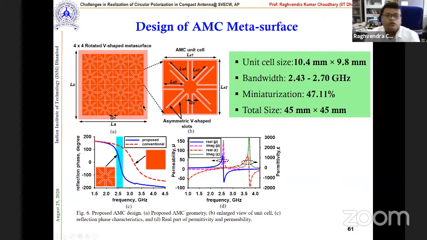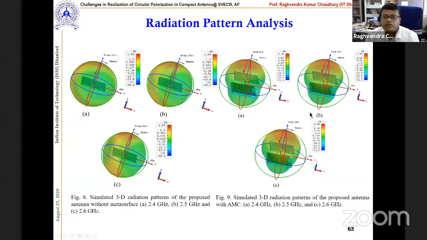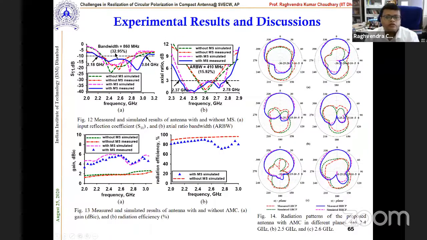Later on, we designed the AMC the same way, centered around 2.5 gigahertz. Then we incorporated these two things, the antenna as well as this. Finally, if you see, the gain is directional, compared with the experimental results. We got a bandwidth of 32%, around 33% actually, and the axial ratio bandwidth is around 15.92, around 16% at 2.5.